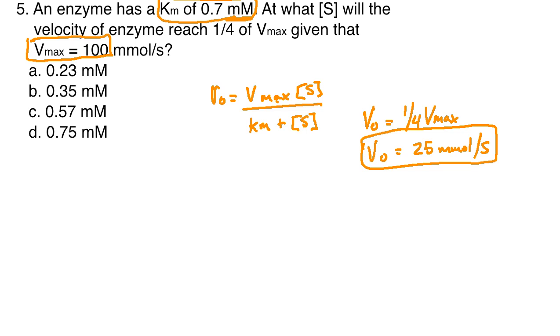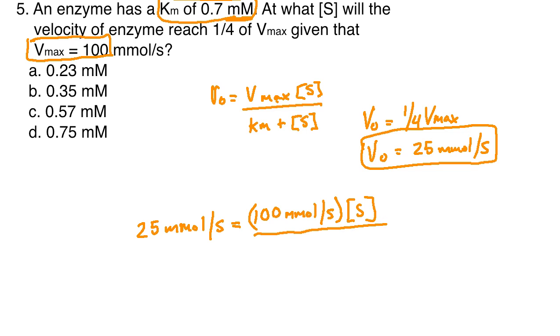So let's take a look at how that math is going to work out. We would say V naught, 25 millimole per second, is equal to, and then what are we going to set it equal to? Vmax, so Vmax is going to be 100 millimole per second, times the substrate concentration. That's what we're trying to find out here, right? We're looking for that. And then on the bottom is going to be 0.7, because that is what Km represents, and that would be millimolar plus substrate concentration.